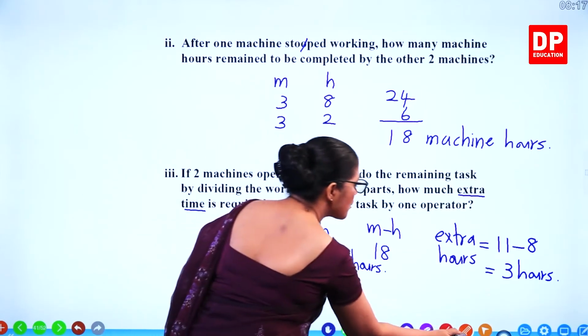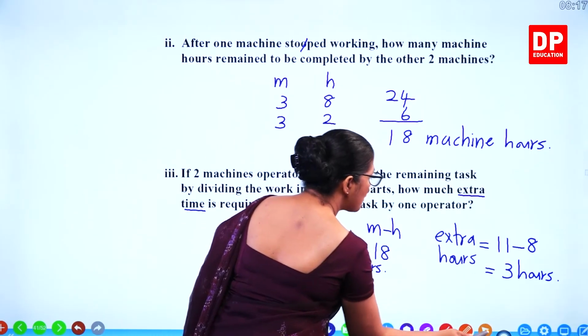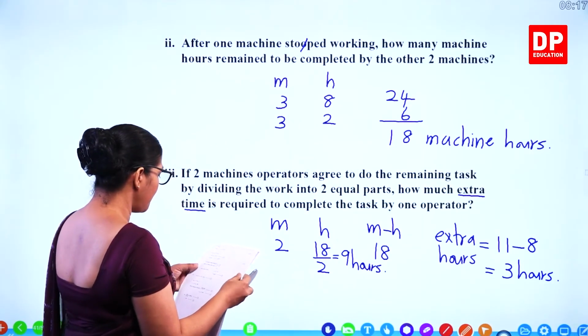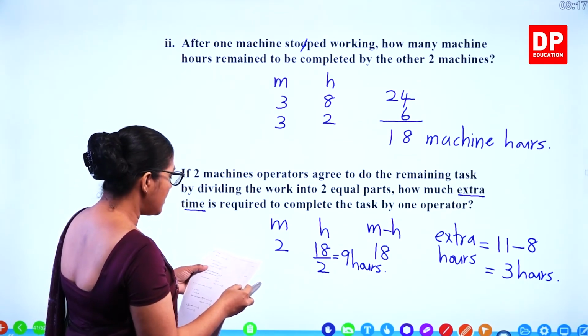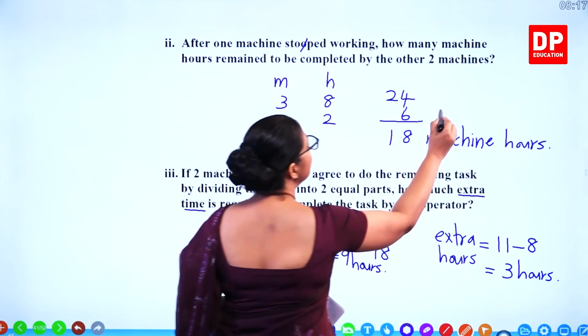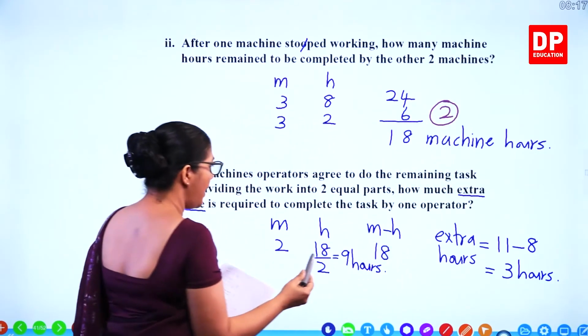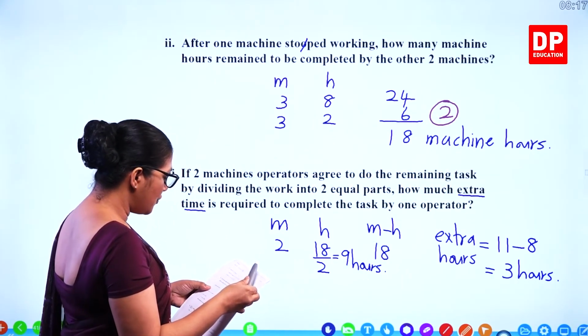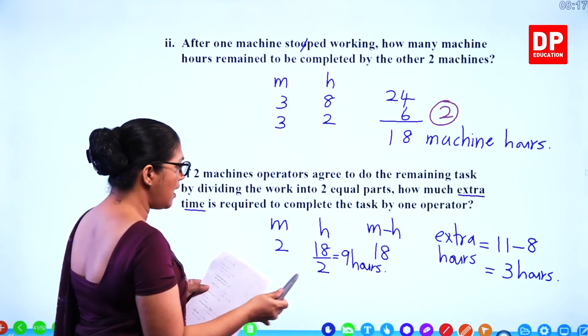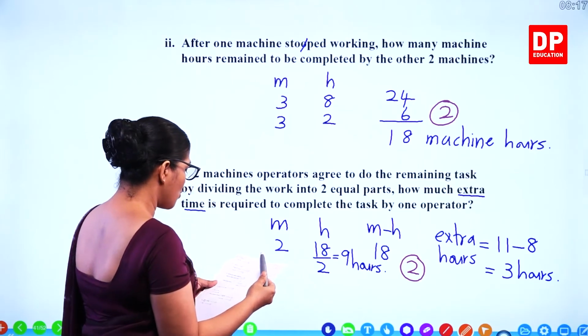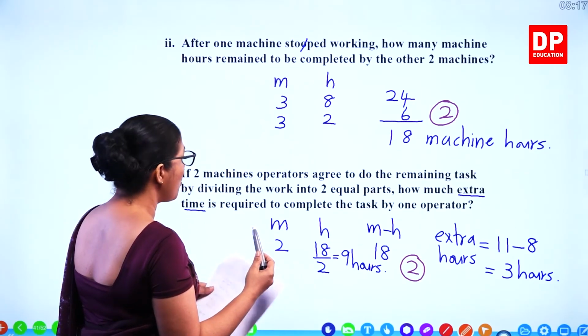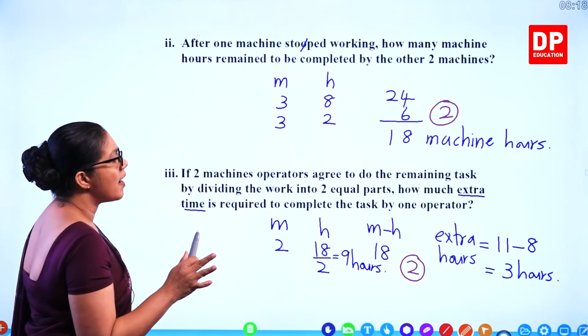So how many marks for these two steps? You get 18 hours, 2 marks, and for extra 3 hours, getting this answer, 2 marks. So 2, 2, 1, so that means 5 marks for part A.